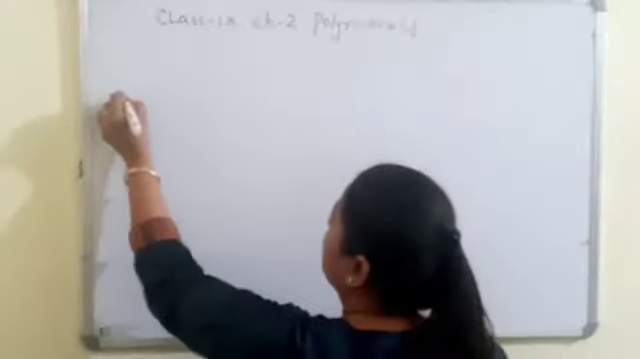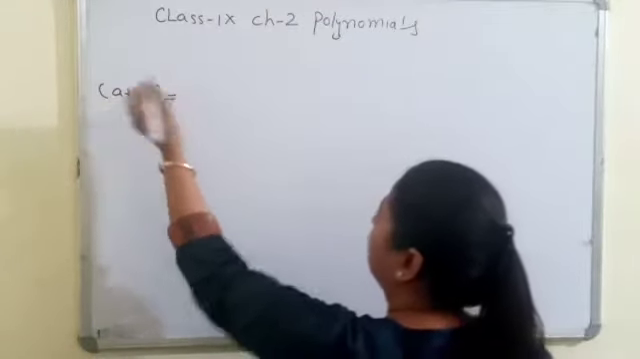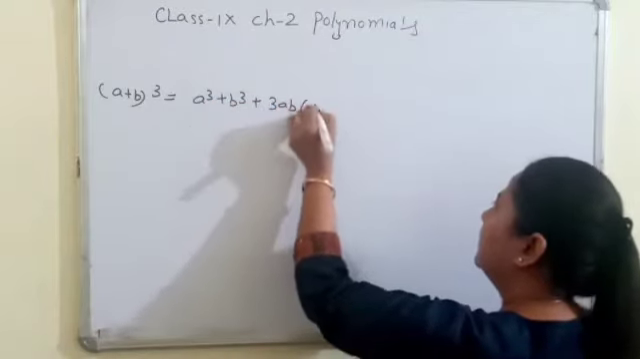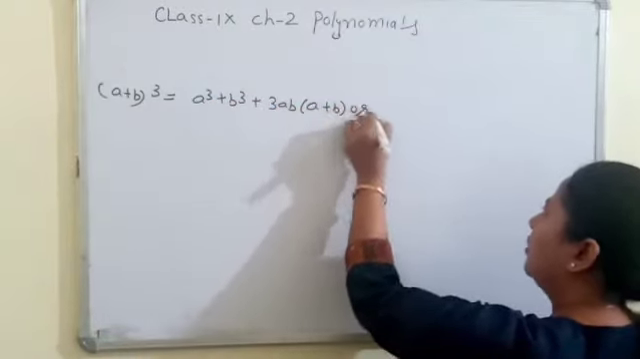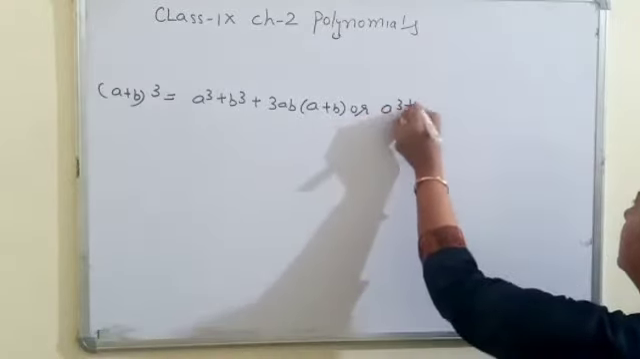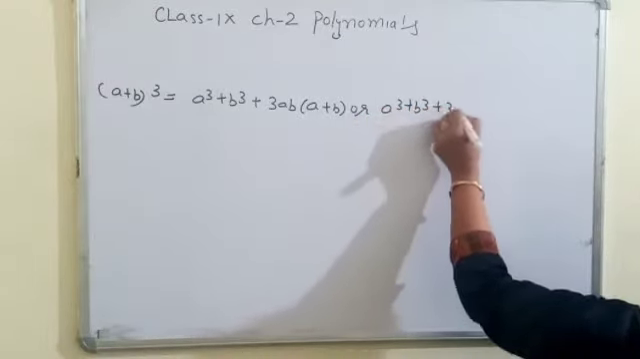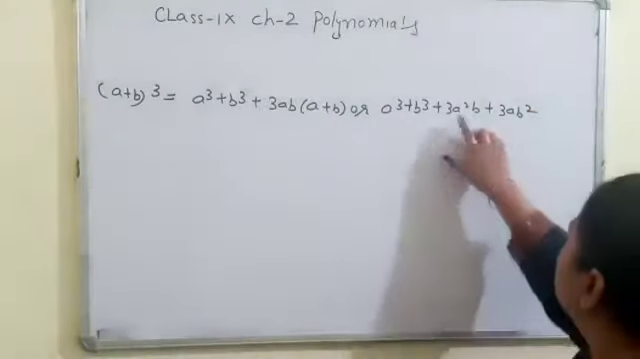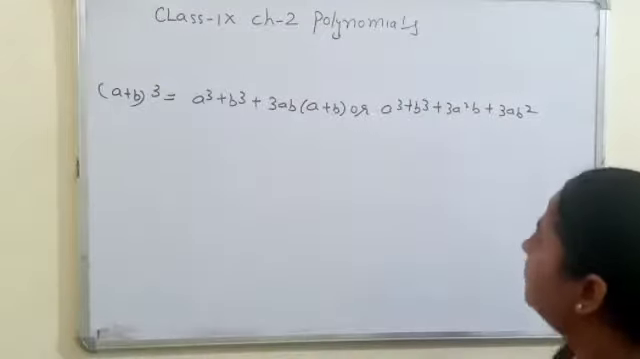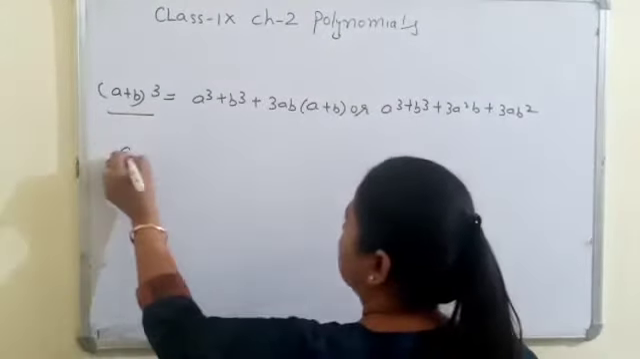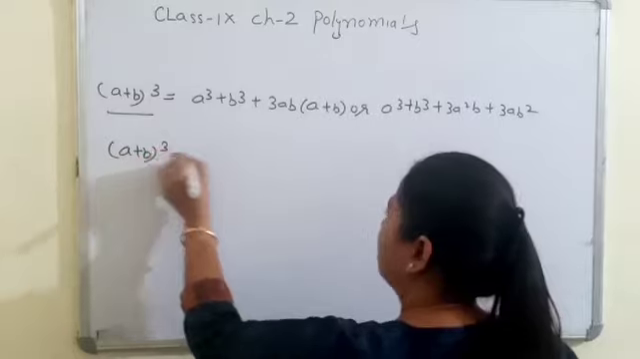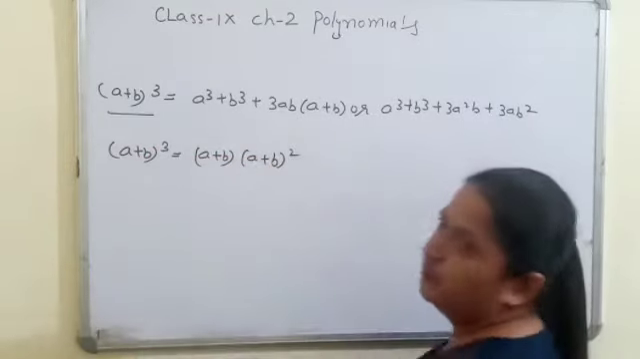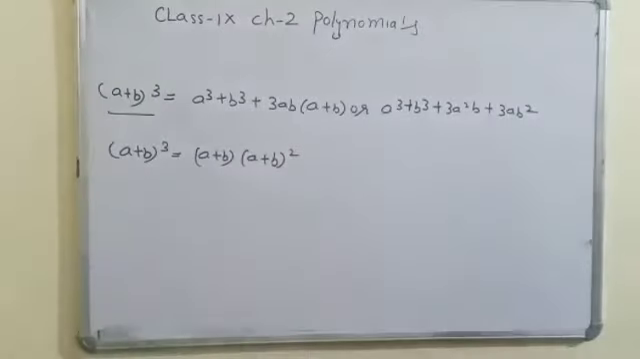Next is (a plus b) whole cube. The identity of this is a cube plus b cube plus 3ab into (a plus b), or a cube plus b cube plus 3a square b plus 3ab square, when we take 3ab common. So let's derive it. (a plus b) whole cube, in place of this we can write (a plus b) into (a plus b) whole square.